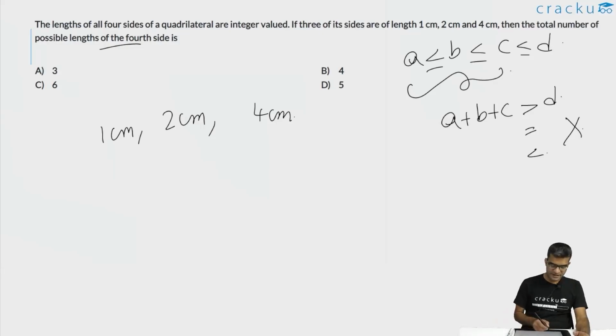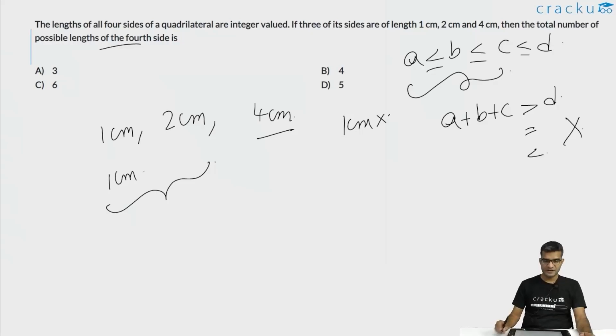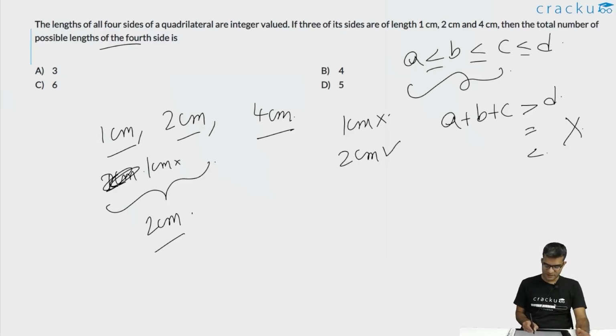So can the length of the fourth side be equal to 1 centimeter? In that case, the sum of these 3 will be 1 plus 1 plus 2, which is equal to 4 centimeters, which is the same as the length of the largest side, so 1 centimeter is not allowed. Can it be 2 centimeters? If 2 centimeters, the sum of these is 1 plus 2 plus 2, which is 5 centimeters, which is greater than 4 centimeters. So 2 centimeters is allowed.